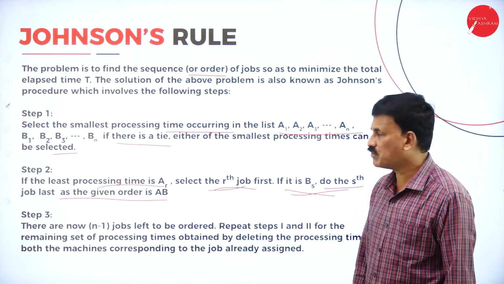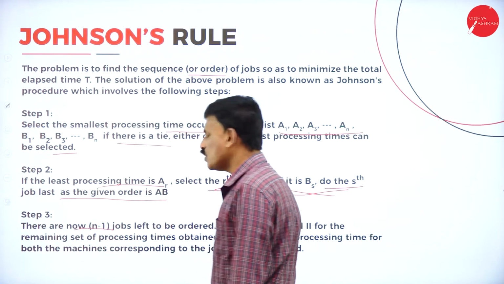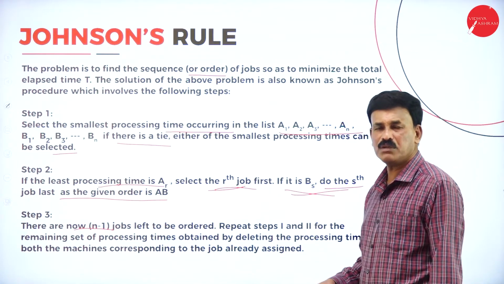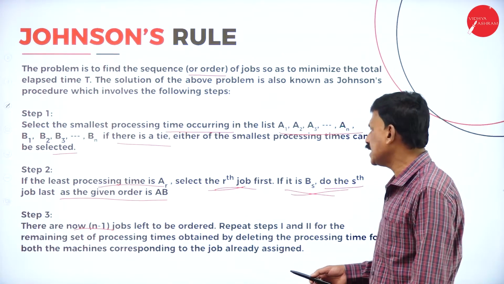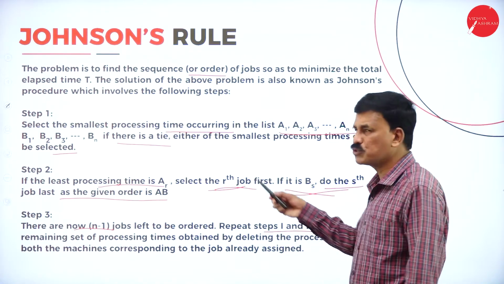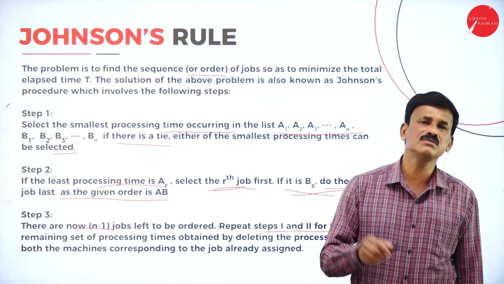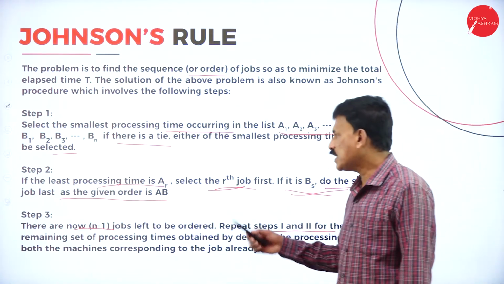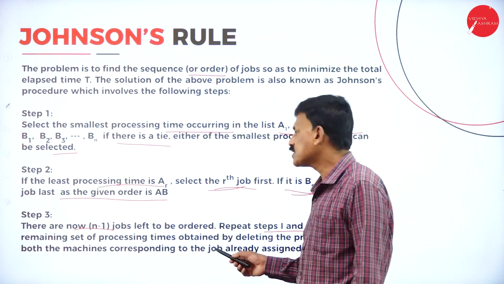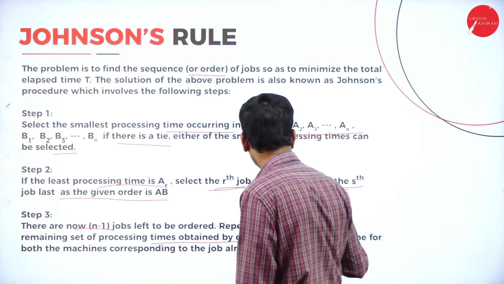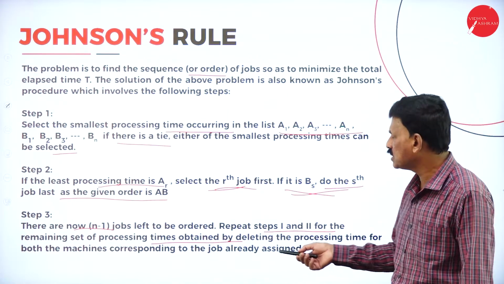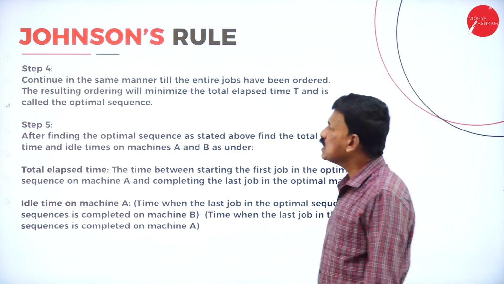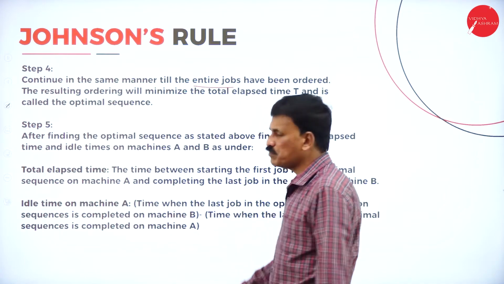Now go to step 3. There are now n-1 jobs left to be ordered. So repeat steps 1 and 2: find the least value in M1 and the least value in M2, and assign it in the sequence. The remaining set of processing times is obtained by deleting the processing times on both machines corresponding to the job already assigned. Continue in the same manner until all the jobs have been ordered.